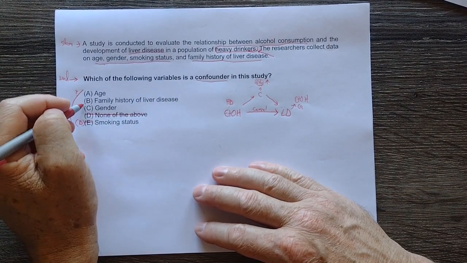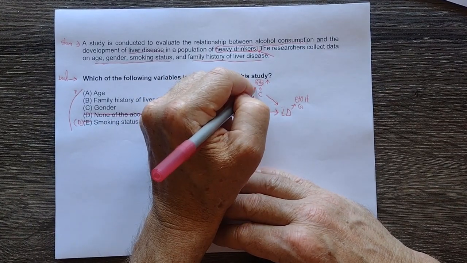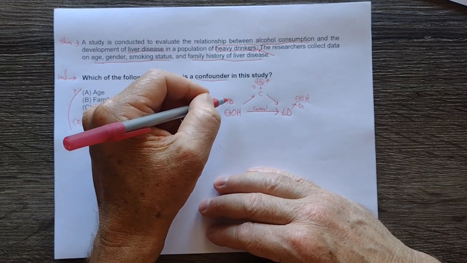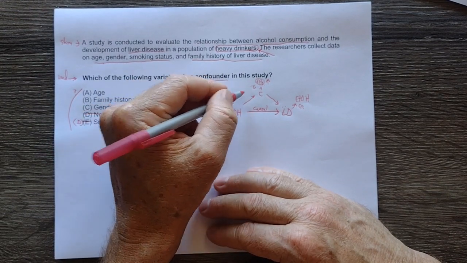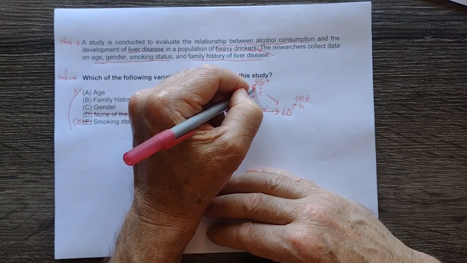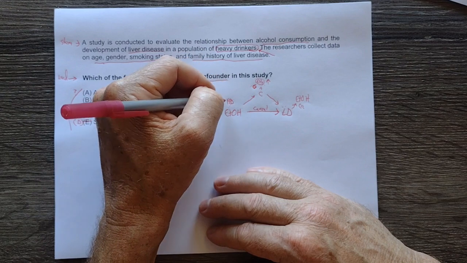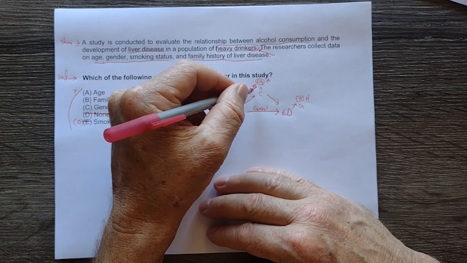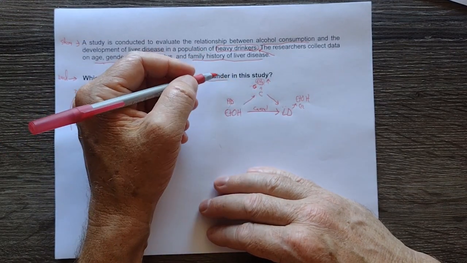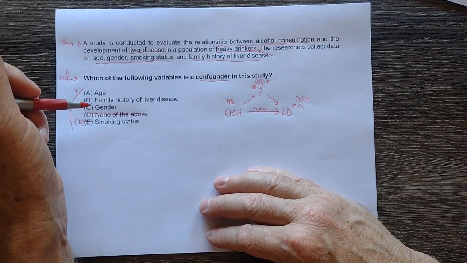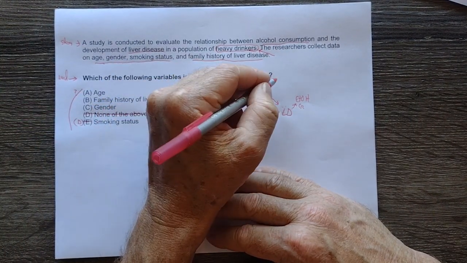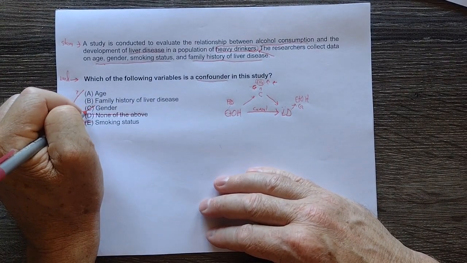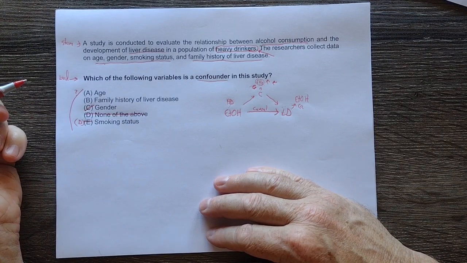Now, what about gender? Does gender have a relationship with heavy drinking? It might, actually, but I don't know the literature on that, and I don't know if males are always more likely to become heavy drinkers, or females, and then gender causing liver disease. I don't know if that is your strongest. I really think that family history is stronger than gender. So I'm going to rule that one out.